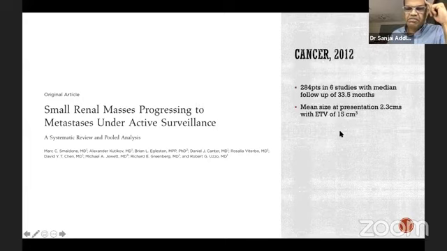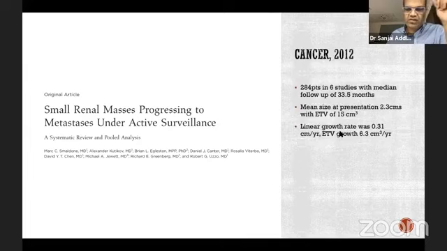If you look at the mean size at presentation, 2.3 centimeters. This is expected to be 15 centimeter cube. Linear growth rate. So one of the questions was, what is the rate of growth? 0.3 centimeters per year. If you were looking at tumor growth, 6.3 centimeters cube per year. 22%, around a quarter of the renal masses did not have any change over the follow-up period of 33 months.